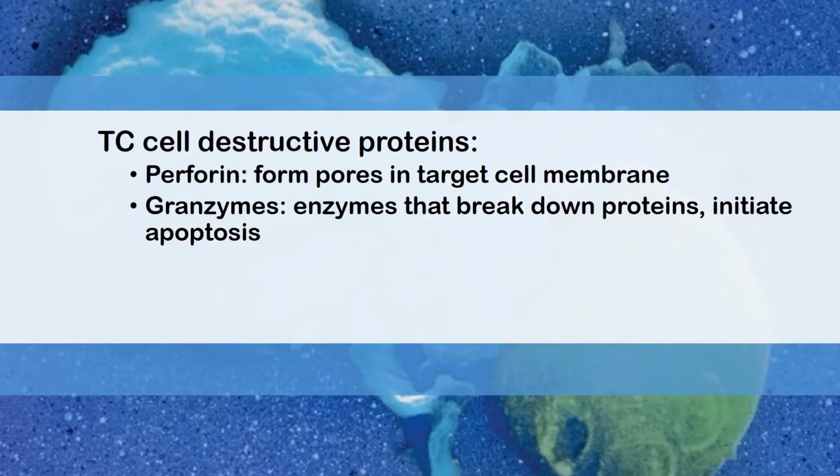The proteins that are used to destroy this cell are going to be in two major classes. The first of these is perforin. Perforin will form pores on the target cell's membrane, causing it to leak out its contents. As it does so, antibodies can enter that destroyed cell, eliminating any residual viruses that are still found therein.